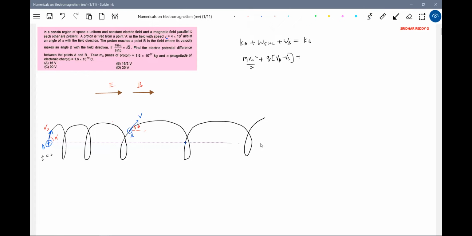When a charged particle moves, what is the formula? Work done by the electrostatic force in moving a charged particle should be equal to V1 minus V2. By an external agent, it will become V2 minus V1.